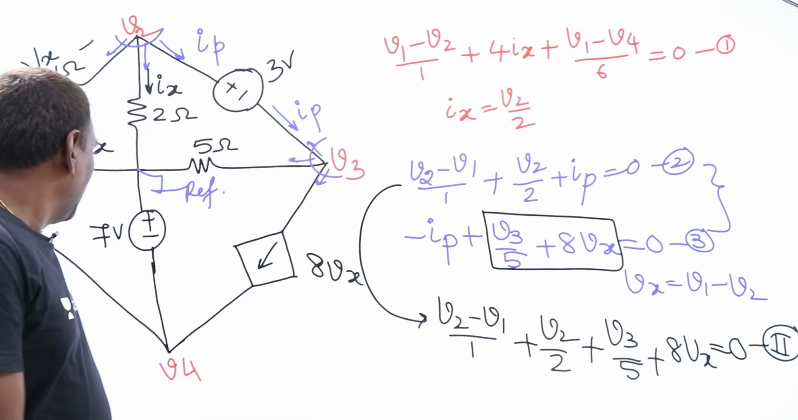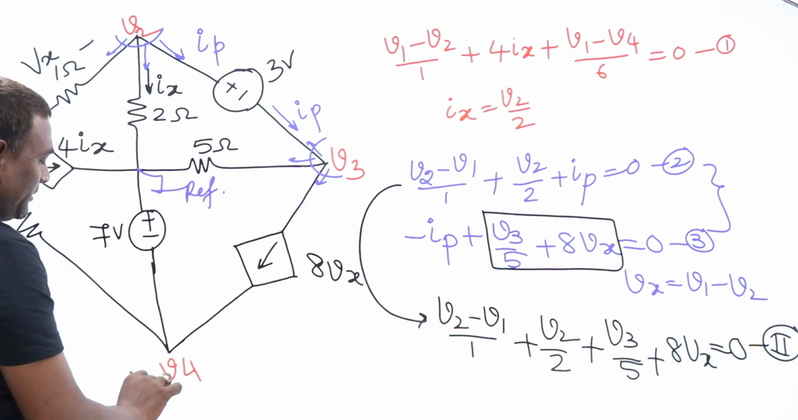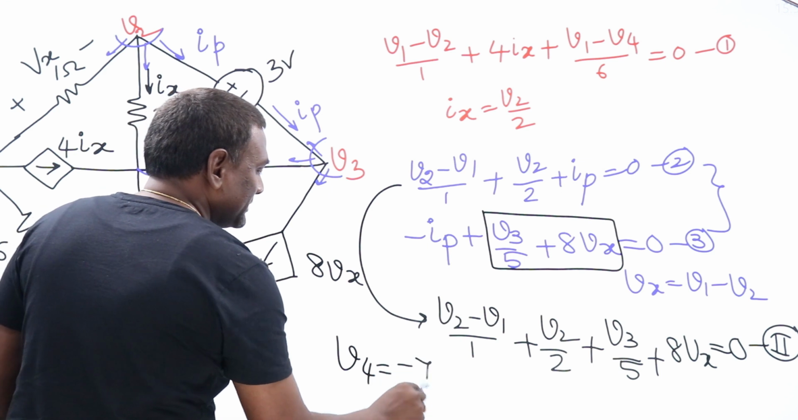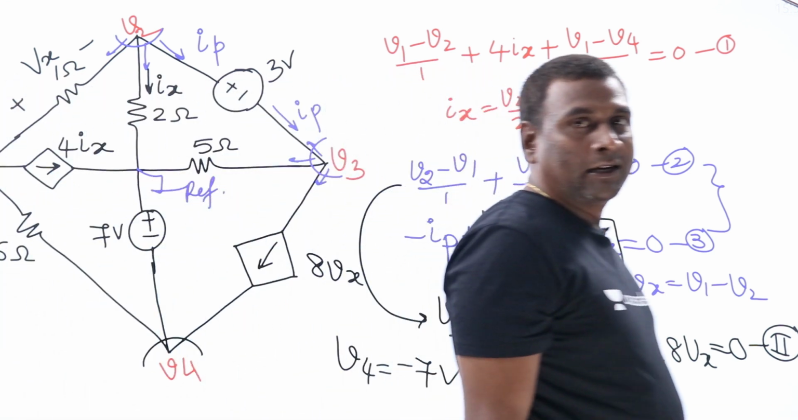Now, 1 is over, and 2 and 3 combined gave us one equation. For node 4 I need not apply any equation. V4 equal to minus 7 volts. Already we know.